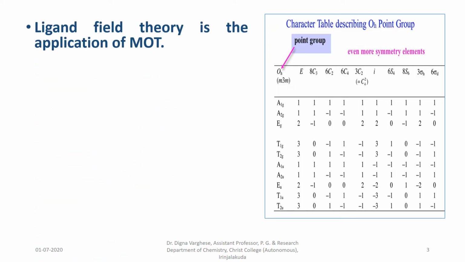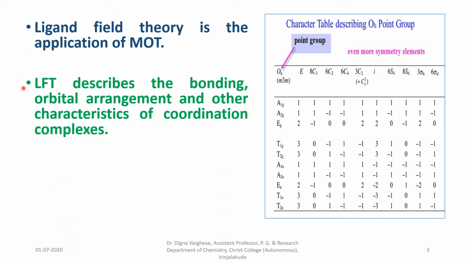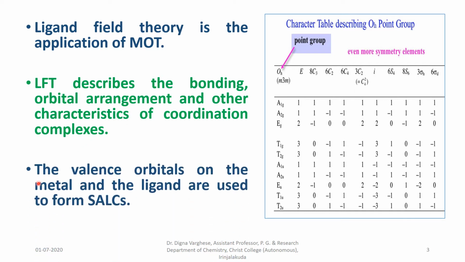Ligand field theory is actually the application of molecular orbital theory. Ligand field theory describes the bonding, orbital arrangement, and other characteristics of coordination complexes. The valence orbitals on the metal and the ligand are used to form SALCs. SALC means the symmetry adapted linear combinations, that is actually obtained from the character table.